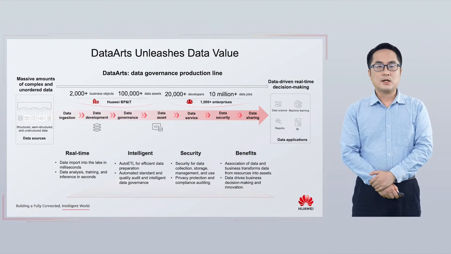Next, I would like to introduce Huawei's data governance production line, Data Ants. Data Ants can help enterprises address the three challenges I have mentioned, and therefore maximize the value of data. As its name implies, the data governance production line processes mass, complex, and disordered data into clean, transparent, and high-quality data, and transmits the data to service.